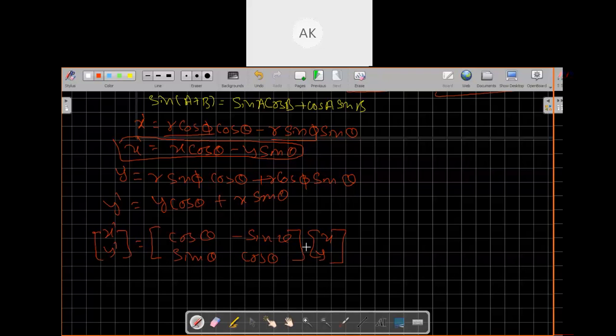Now we want to rotate this object, considering theta equals 90. Let's rotate this triangle by 90 degrees, in the anti-clockwise direction.